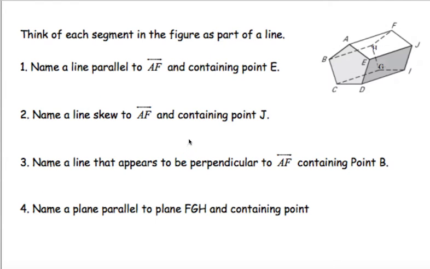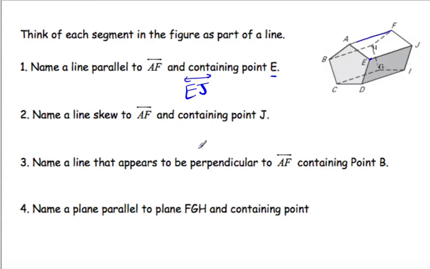Here's another image. Think of each segment in the figure as part of a line. Name a line parallel to AF. So AF is the top part of the figure. If I'm going around the sides of the figure here, each of these segments would be parallel to it: EJ, DI, CG, BH, any of those. It says just to name one, and it says to go through E. So if we want to go through E and be parallel to that, we're going to be line EJ. Always watch for if they tell you what letter to use in your naming.